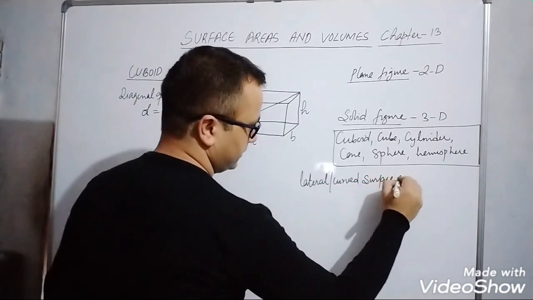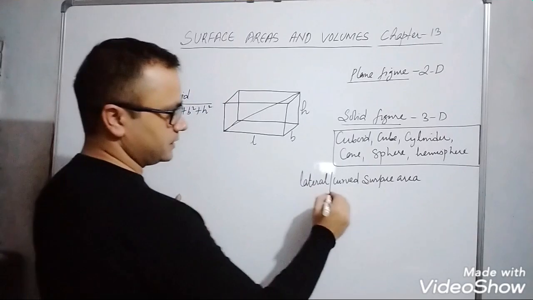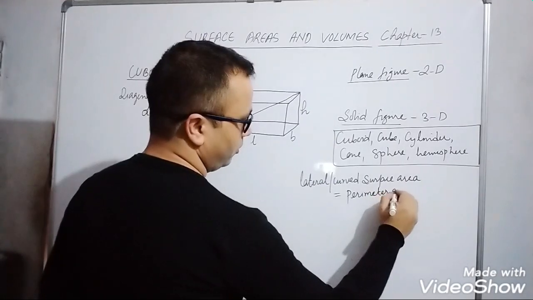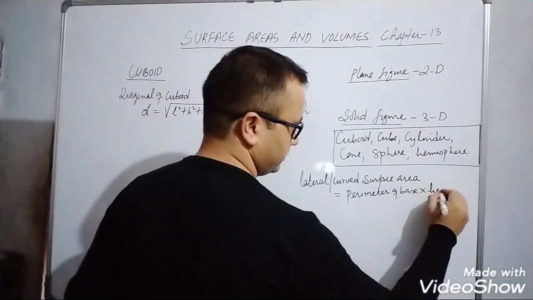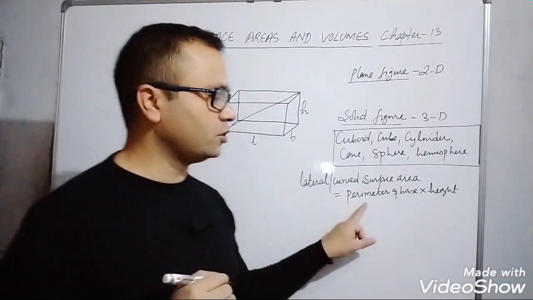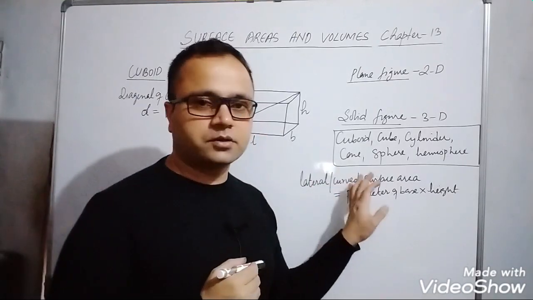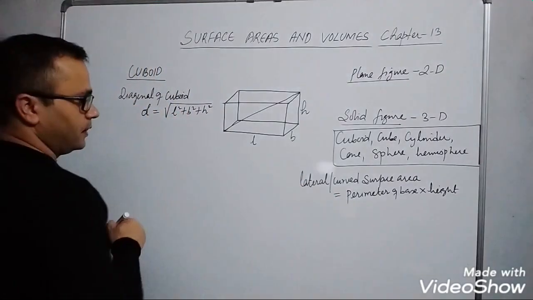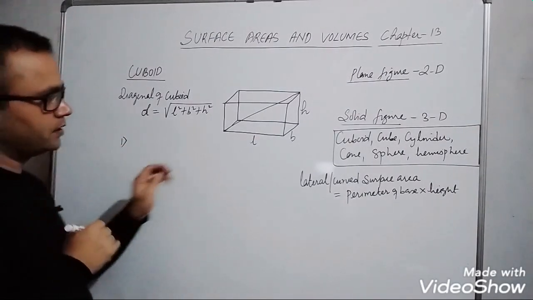The lateral or curved surface area of any solid figure is equal to perimeter of base into height. Perimeter of base into height is the lateral or curved surface area of any solid figure. We will apply this principle for the lateral or curved surface area of any solid figure. In a similar manner, we can calculate the lateral surface area of a cuboid.